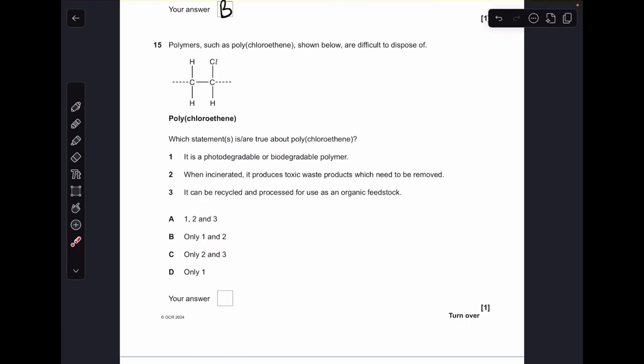And finally number 15, which statements are true about polychloroethene? Well, to be photodegradable you need C double bond O in it, well it hasn't got that. And to be biodegradable, it needs either OH or NH, so it can kind of interact with water. Hasn't got that either, so 1's not right. Number 2, when incinerated, it produces toxic waste products, which need to be removed. That's right, because any chlorine-containing polymer is going to produce HCl when combusted. And statement 3, it can be recycled and processed for use as an organic feedstock. Well, that's true of all polymers, so 3 is correct as well. So 2 and 3. Option C.